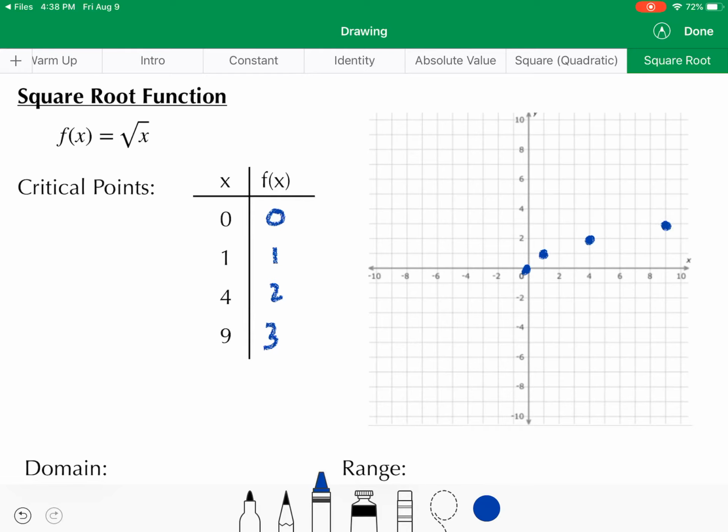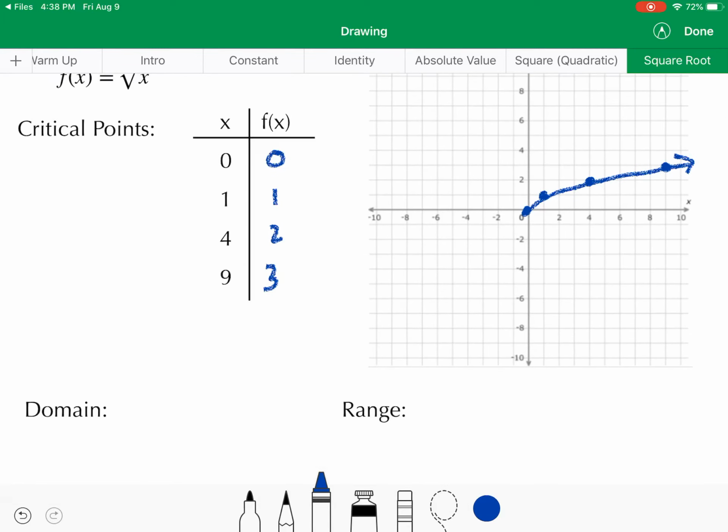And we have to understand, again, that the x values cannot include the negatives, right? So that means that this point at the origin is an end point, and we can only move to the right. I like to describe that as a curved ray. Okay? Domain, x has to be greater than or equal to 0. And that's the same for the range, just y has to be greater than or equal to 0. Okay.